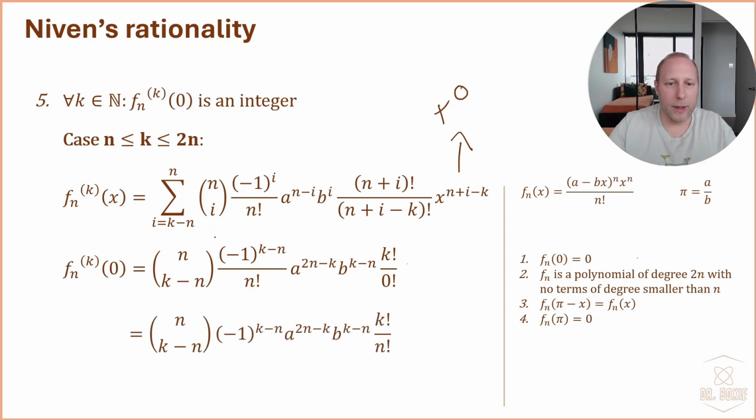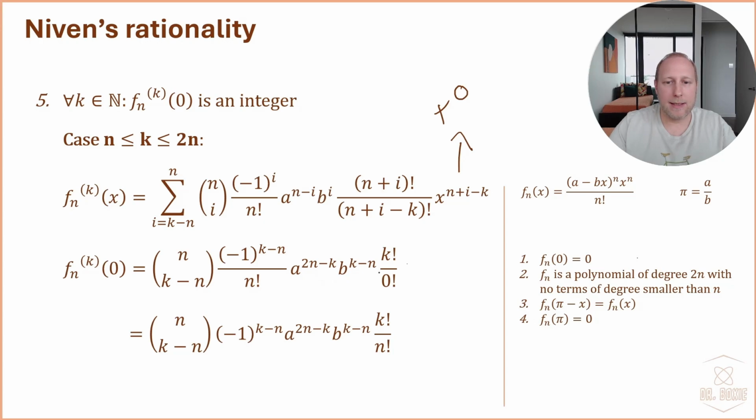And we can rewrite it in the following way. The combinatorial factor remains. Minus 1 to the power k minus n remains. All I did was bring the n factorial in the denominator to the end. So we get k factorial over n factorial. Now my claim is that this is an integer. Now why is that so?